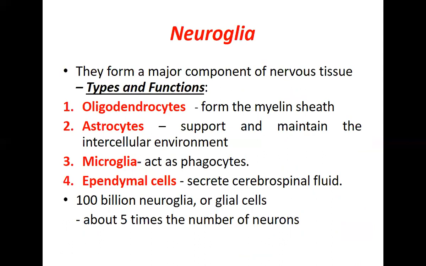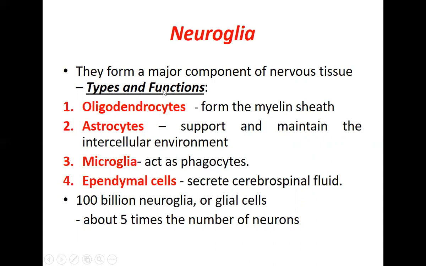Now coming to the supporting cells, that is the neuroglia or the glial cells. They form a major component of the nervous system. Even though the neurons are the most important functional and structural units, the supporting cells will be the majority. They form a major component of the nervous system. There are different types of supporting cells, neuroglial cells.